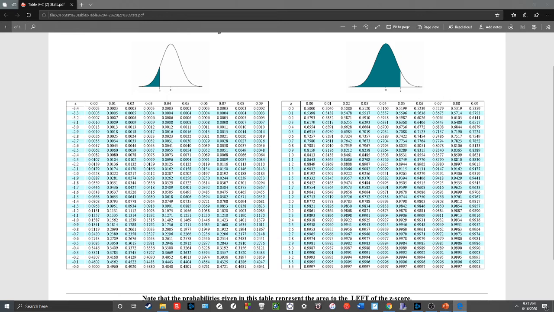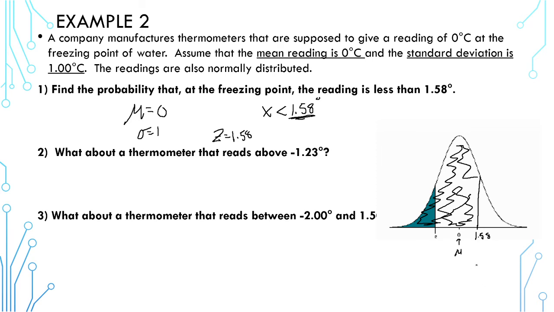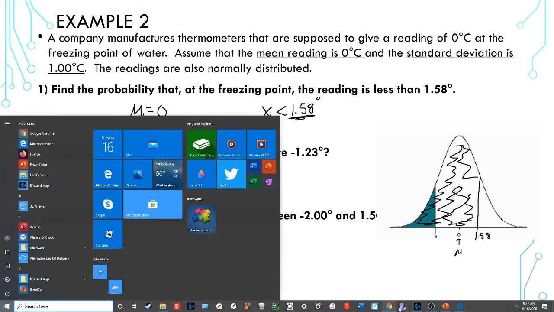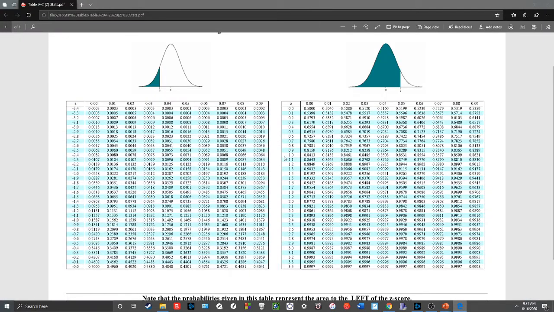So if I want, well, we go back here. If I want 1.58 as my limiter value, what I'm going to do here is look at the z-score table and find 1.5, which is right there. And then I want to find 0.08 on top, which is right here. And if I go over, this right here, 0.9429, that's the probability of it being less than 1.58.